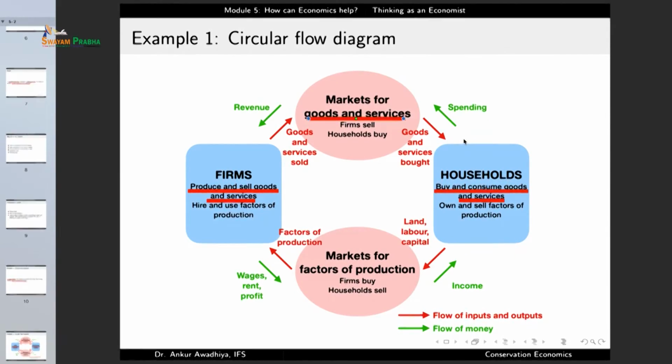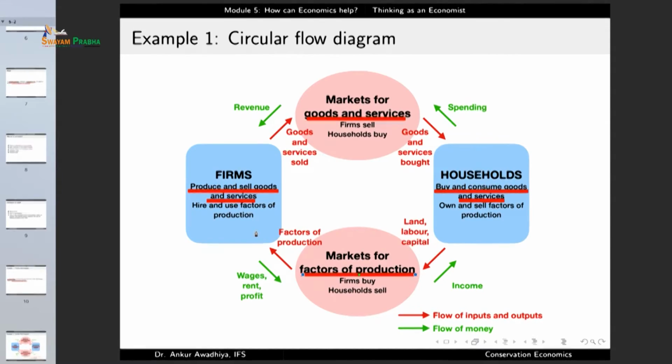So after a while, this economy will stop. Now, the reason why the economies do not stop is that we have another market, which is known as the market for the factors of production. In the market for the factors of production, the firms buy and the households sell. Now, what do the firms buy? The firms buy the factors of production.